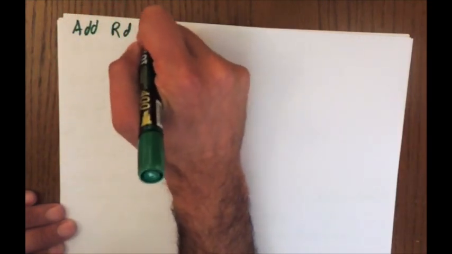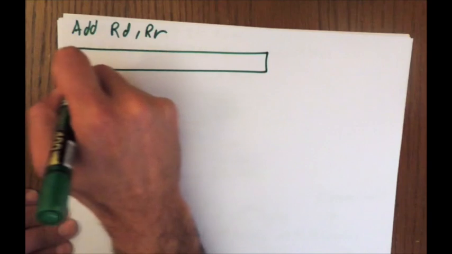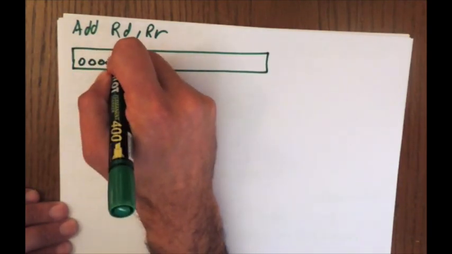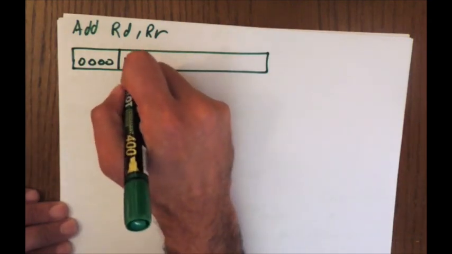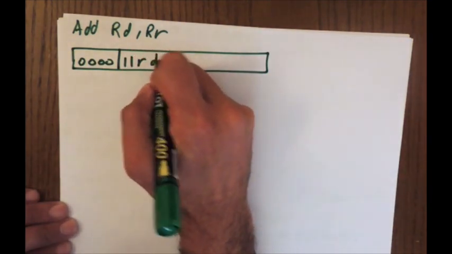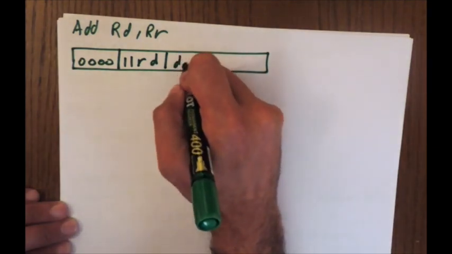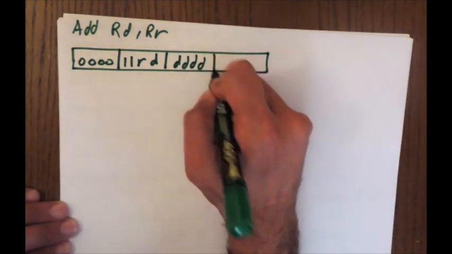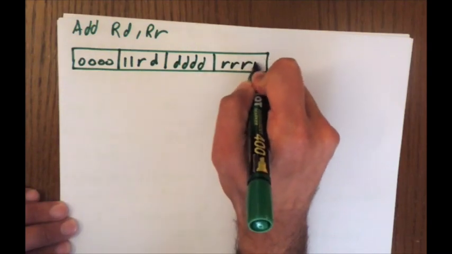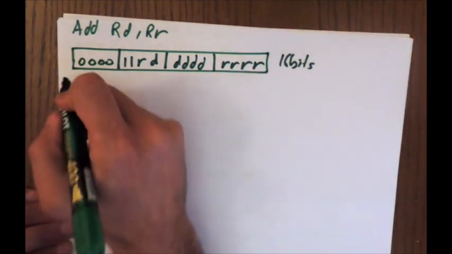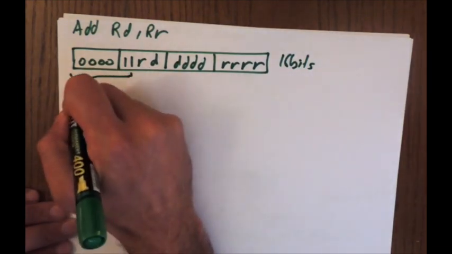Or if I take another instruction, which is the add instruction, remember the add takes RD and RR. If we take a look at the layout of this instruction, it's going to take 0, 0, 0, 0 first, then 1, 1, R, D, then I have these, then I have R's. So this is 16 bits as usual.